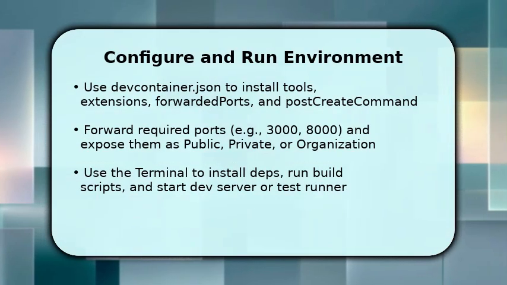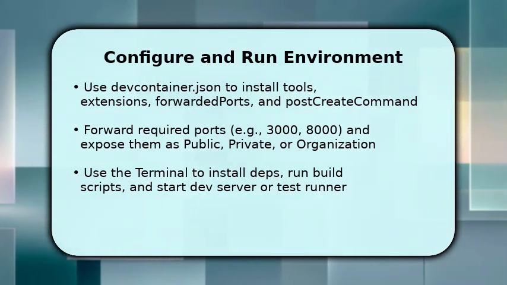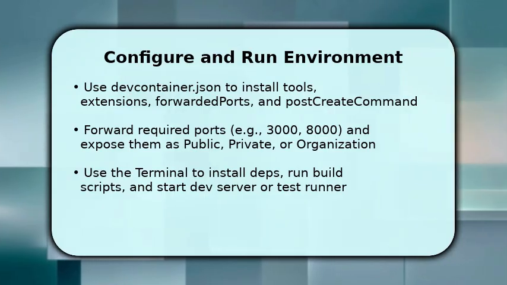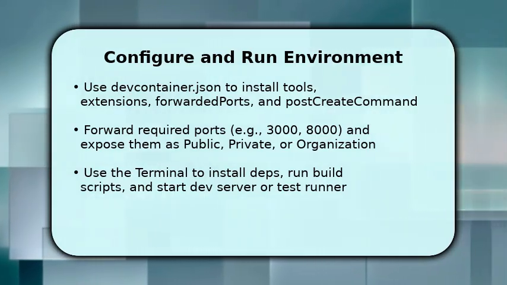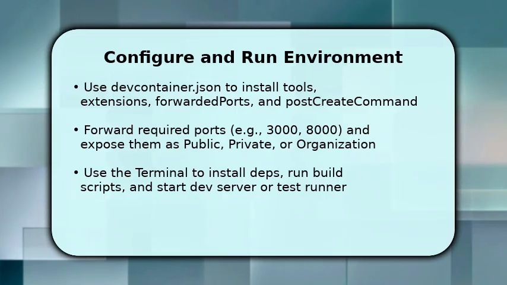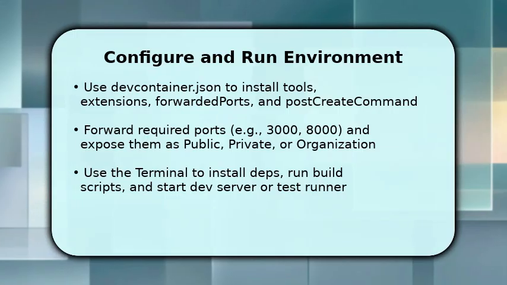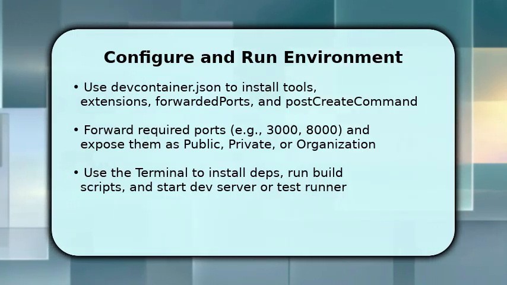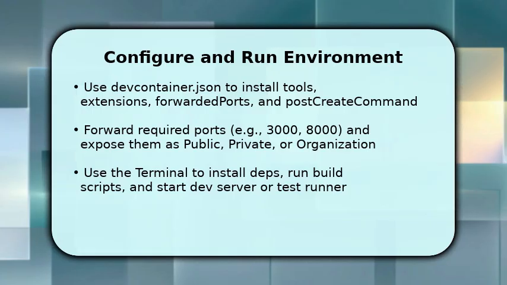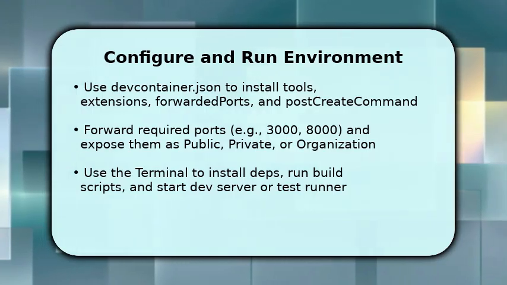Once your Codespace loads, inspect the dev container and Dockerfile to confirm required tooling and extensions. Update postCreateCommand to automate installs. Then forward the ports your app needs, and mark them public or private depending on who should access them. Open the integrated terminal to run dependency installs, builds, and your dev server or test suite.